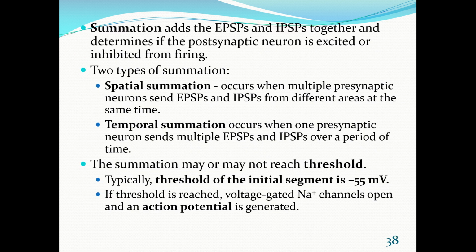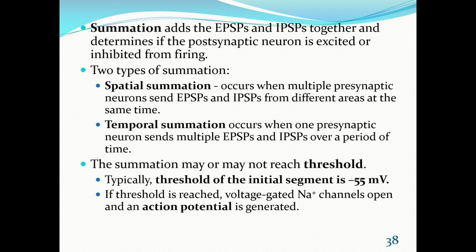Summation adds the excitatory postsynaptic potentials and the inhibitory postsynaptic potentials together and determines if the postsynaptic neuron is excited or inhibited from firing. There are two types of summation, spatial summation and temporal summation. Spatial summation occurs when multiple presynaptic neurons send EPSPs and IPSPs from different areas at the same time. So it's coming at the same time, just from different areas on the neuron. Temporal summation occurs when one presynaptic neuron sends multiple EPSPs and IPSPs over a period of time. So it will hit it from one presynaptic neuron.